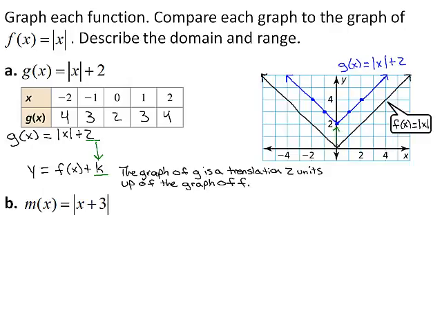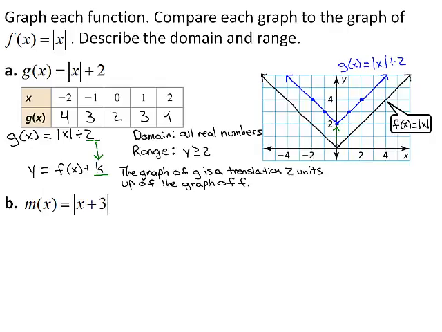The domain of g is the set of all input values. From the graph, you can see that the domain of g is all real numbers. The range of g is the set of all output values. From the graph, you can see that the range of g is the set of all real numbers greater than or equal to 2, which can be written by the inequality y greater than or equal to 2.